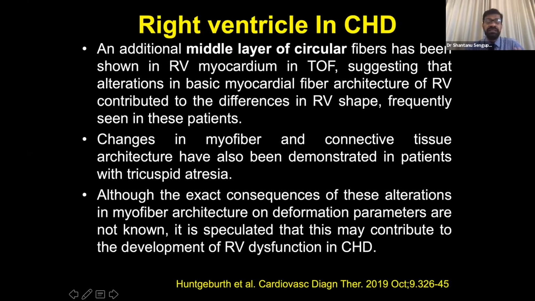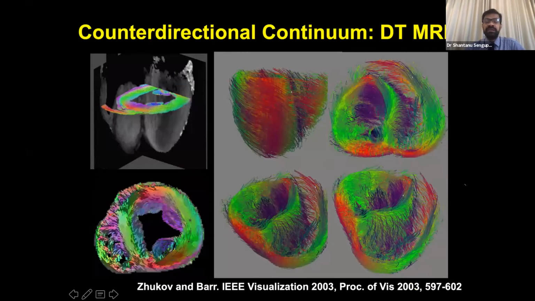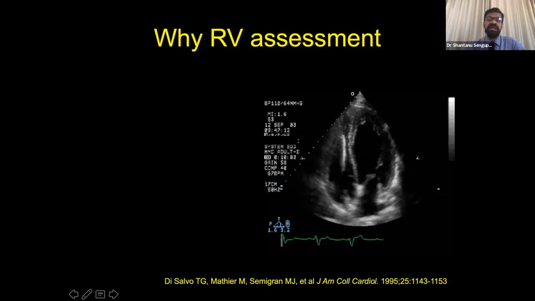and we are still learning the normal parameters of assessment of RV. But remember that in future, this middle layer of circular fibers may gain some interest. Now, these are very high-end images showing that the RV fibers are in continuation with the LV fibers. These are high-end MRI images showing that this is a single spectrum of muscle fibers which are in continuity.